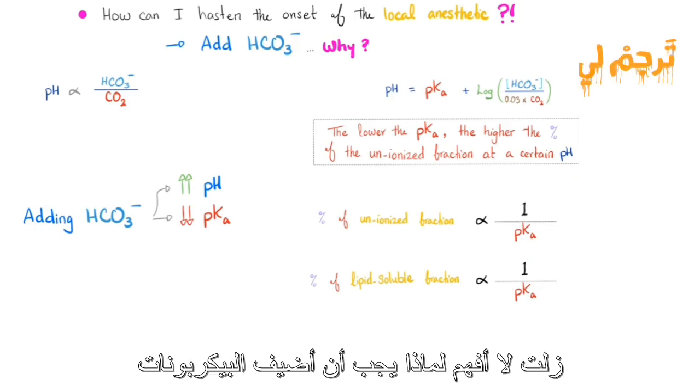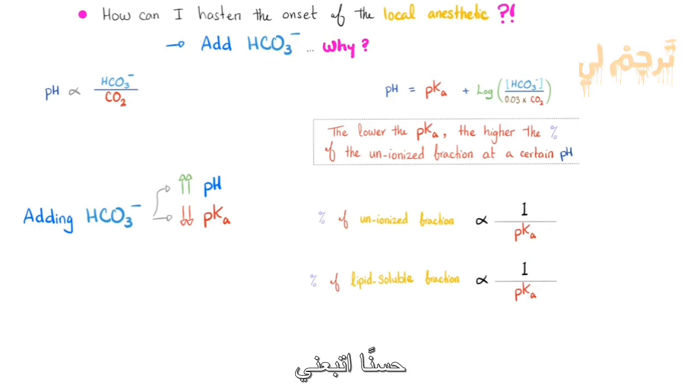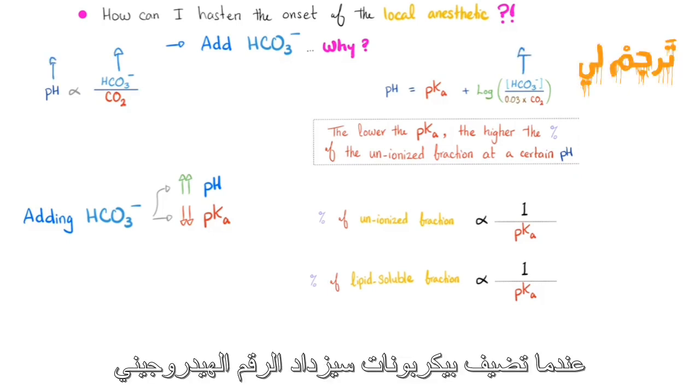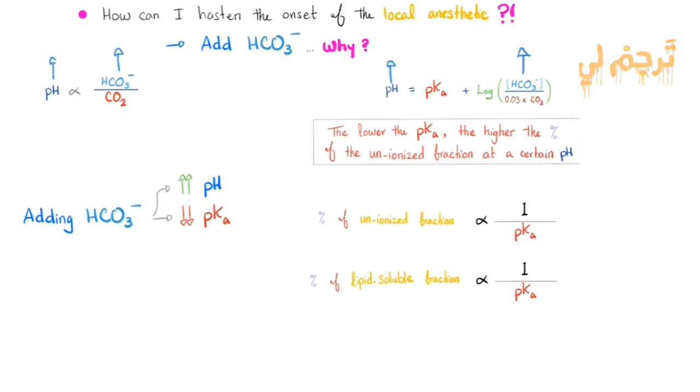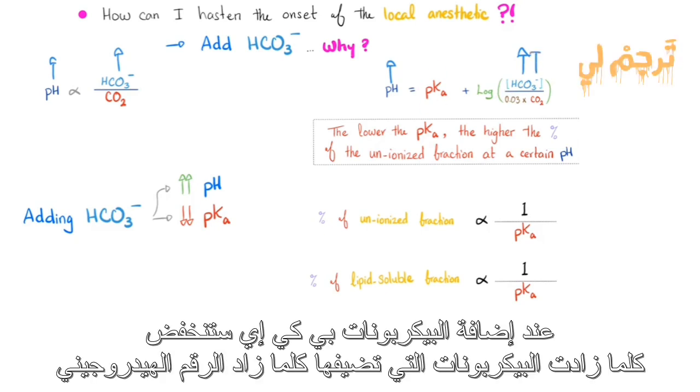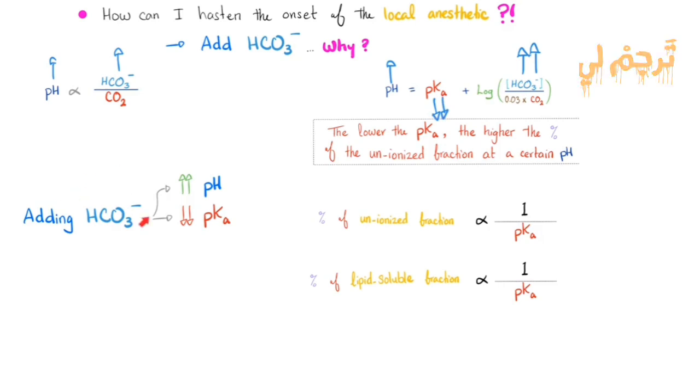Okay, medicos, I still don't understand why should I add bicarbonate. Okay, follow me. When you add bicarbonate, what's going to happen to pH? It's going to increase. Let's do it here. When you add bicarbonate, pH is going to increase. But between the bicarbonate and the pKa, there is an inverse relationship. As you add bicarbonate, pKa is going to go down. The more bicarbonate you add, the greater the pH and the lower the pKa is going to be.